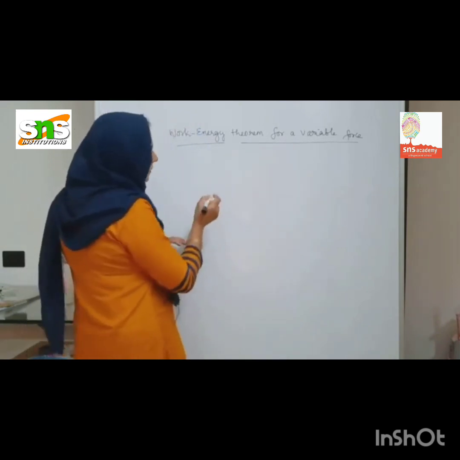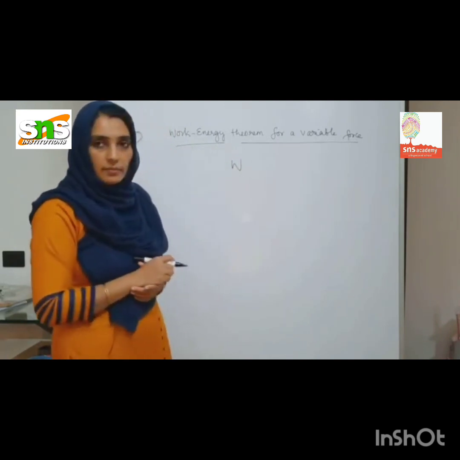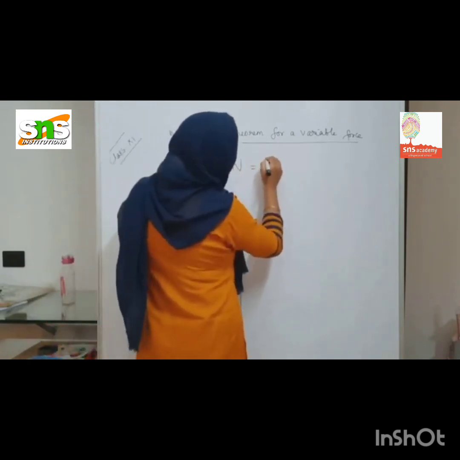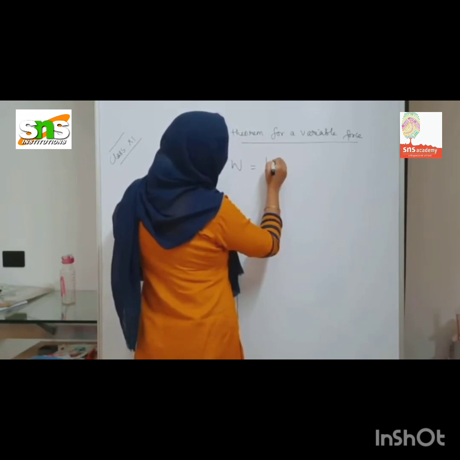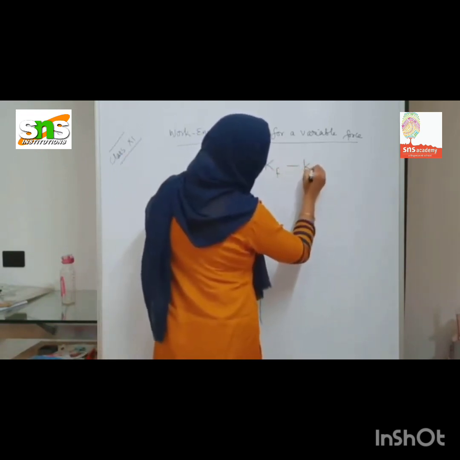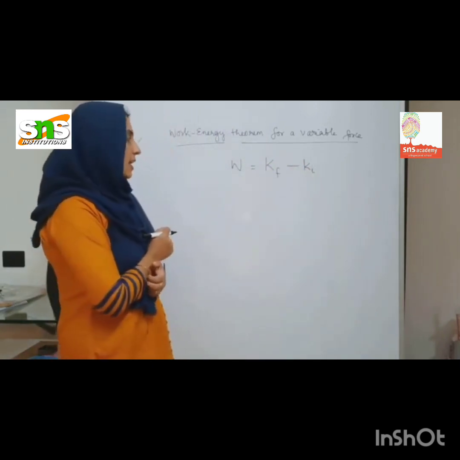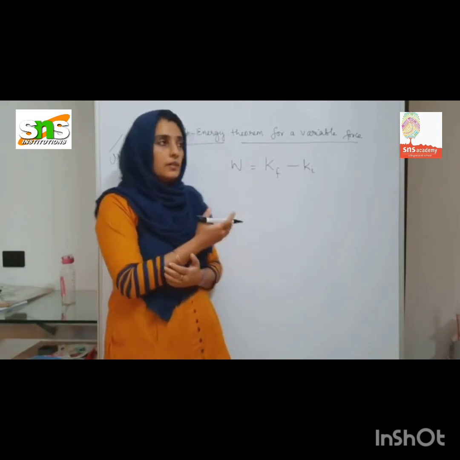Mathematically, we can write the work done on an object as W equal to the change in kinetic energy. Suppose Kf is the final kinetic energy and Ki is the initial kinetic energy, then W is equal to Kf minus Ki. So how can you prove this theorem?